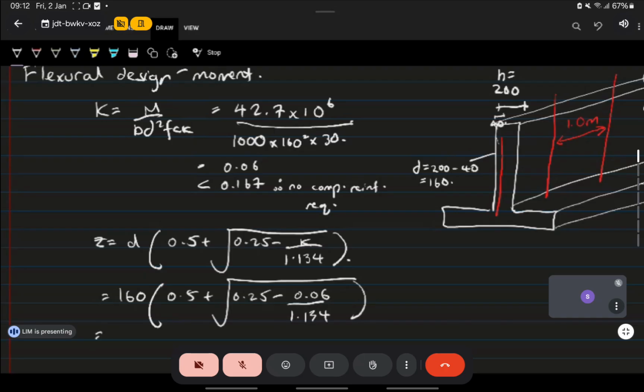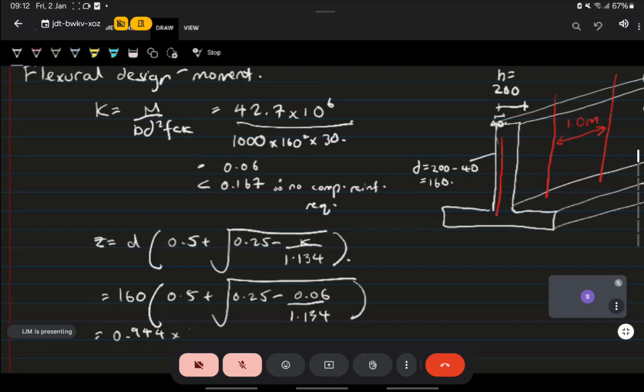All these formulas are from your beam design, the flexural design example that I covered at the beginning of the course. They are the same formula. Bending is bending. It doesn't matter whether it's a column, a beam, or a retaining wall. You use the same bending formula. So 0.06 divided by 1.134 minus 0.25, square root, plus 0.5, is 0.94.